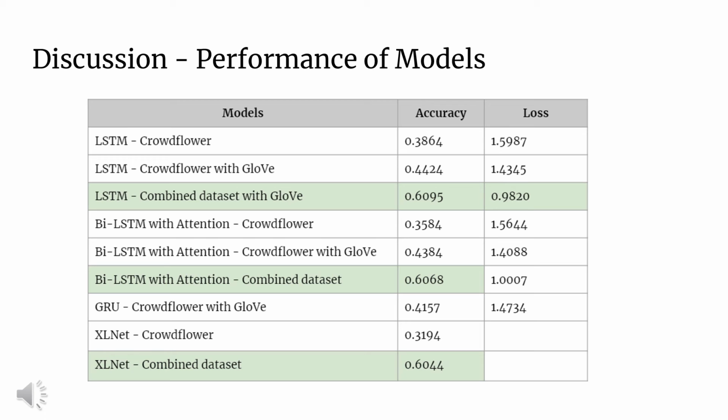Nonetheless, BiLSTM with attention mechanism and XLNet performed almost equally as well, as the test accuracy between LSTM and XLNet differed by only 0.5%. Also, these three models used in the combined dataset outperformed all models trained solely on the Crowdflower dataset, which was a good achievement.